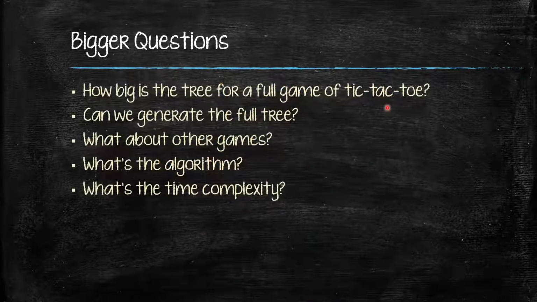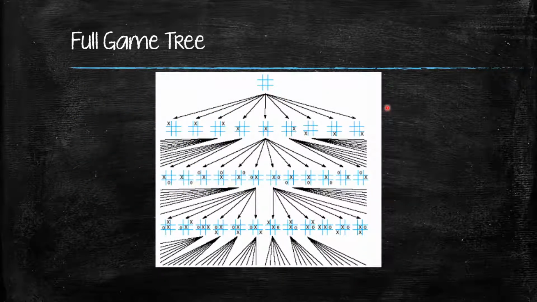So understanding that, we can start asking some bigger questions, like how big is a tree for a full game of tic-tac-toe? Can we generate the full tree? What about other games? How does it work with other games? What's the algorithm that actually does this? And the important part, the one that we really care about, what's the time complexity of that algorithm? Well, let's start out with the full game tree.